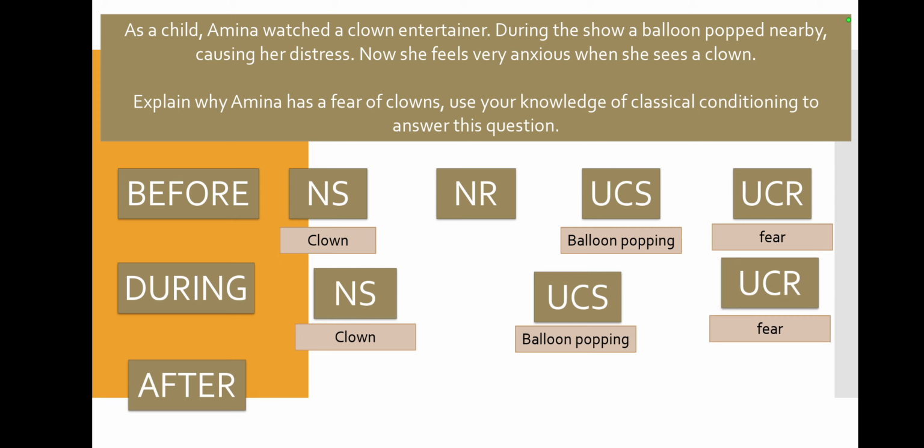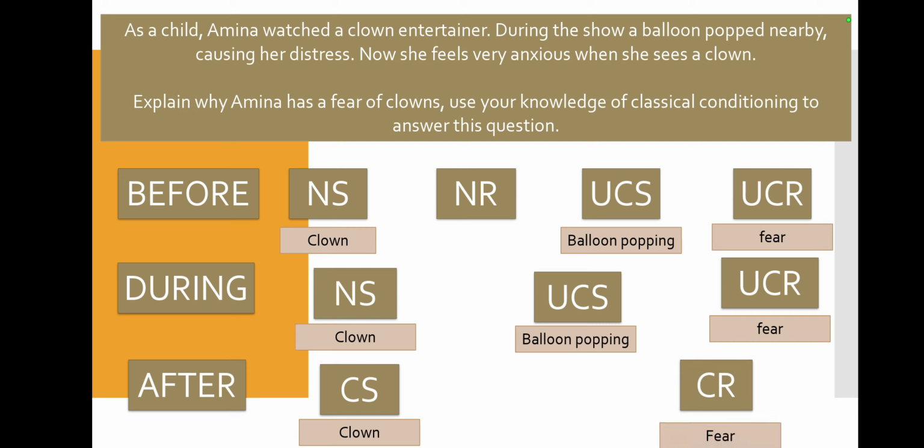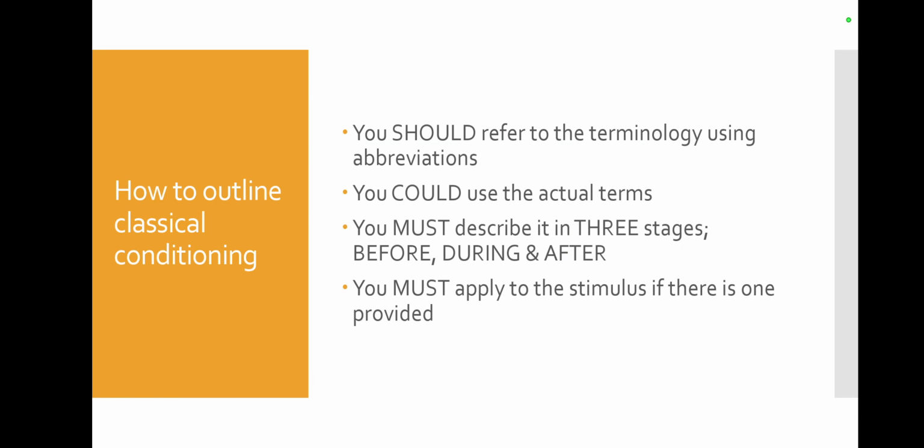If, however, that has been repeated or it's been a traumatic experience, then now the fear is associated to the clown. The clown has gone on to become a conditioned stimulus, and the clown just on its own, without the presence of the balloon, is enough to create a new learnt response of fear. Well done if you got all of that correct.